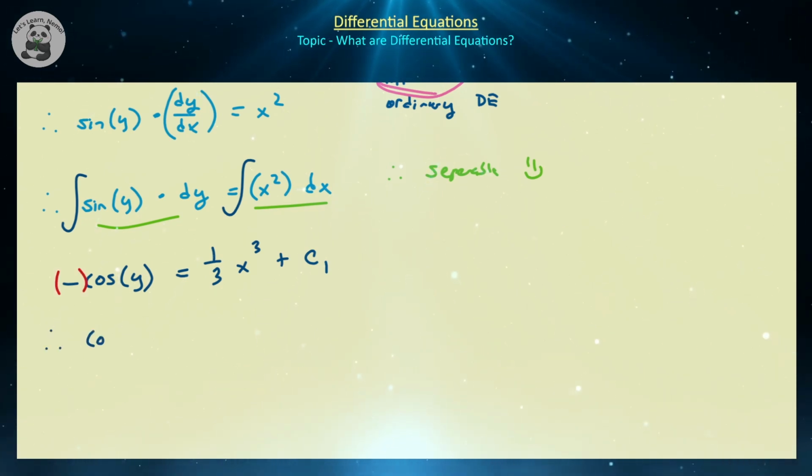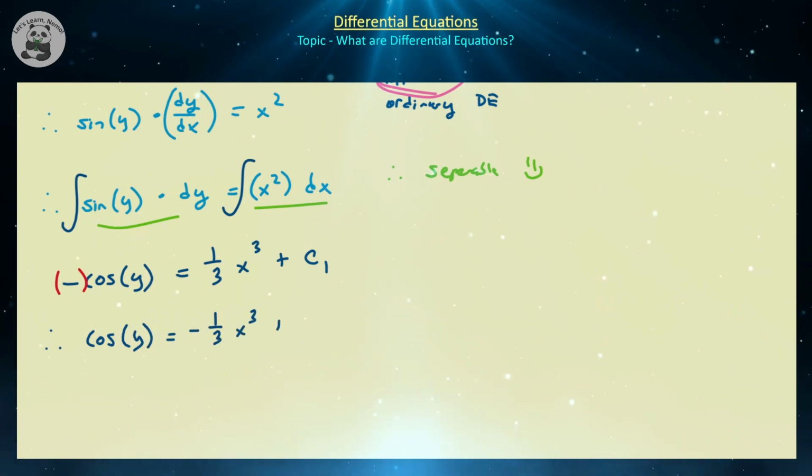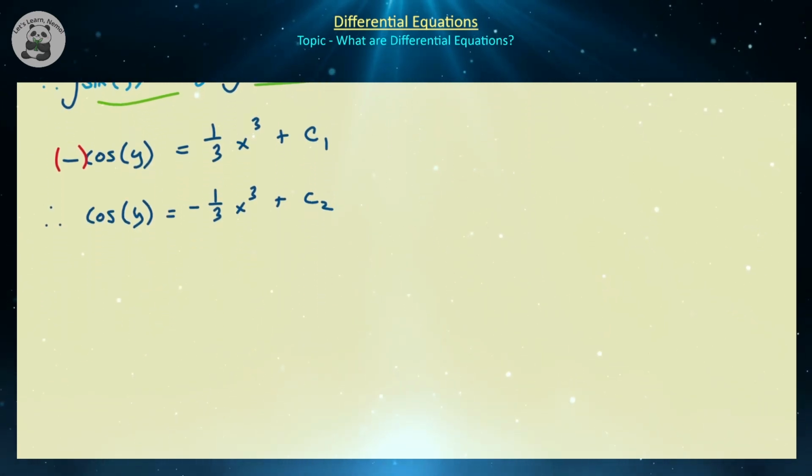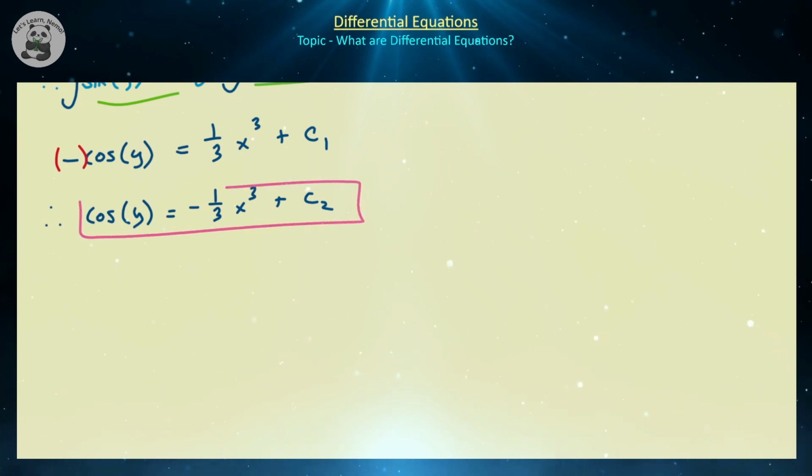So I'm going to write this as cosine of y is equal to minus 1/3 x cubed plus some new constant c2, which is just going to be the opposite of constant c1. So this technically is our solution.